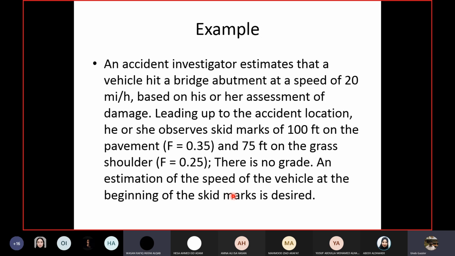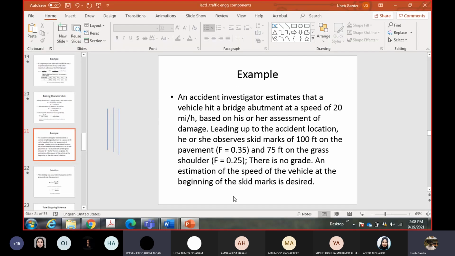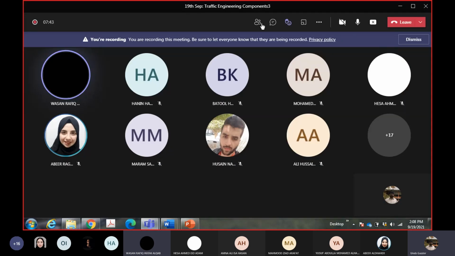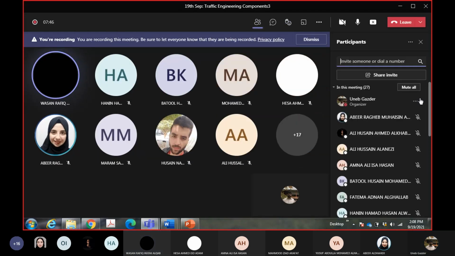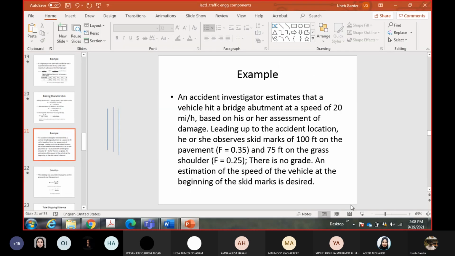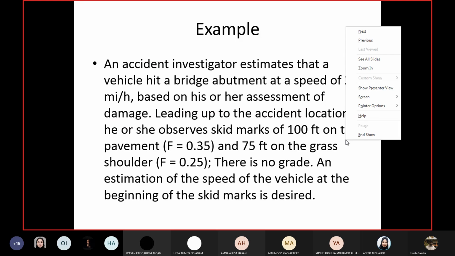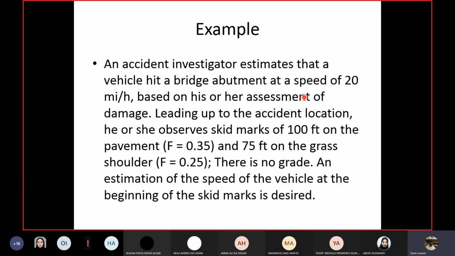Okay, so this example is about an accident where the vehicle hit the abutment of a bridge. Now, abutment means the side or wall of the bridge. Bridges obviously have these side walls. They cannot be built without side walls, right? They cannot be open on the sides. So all bridges have abutments.